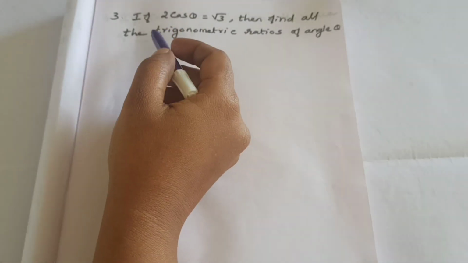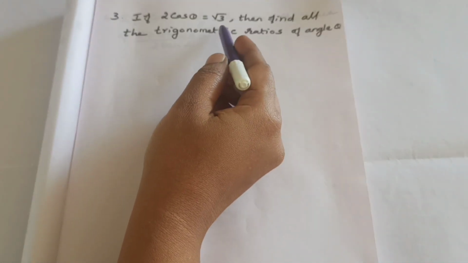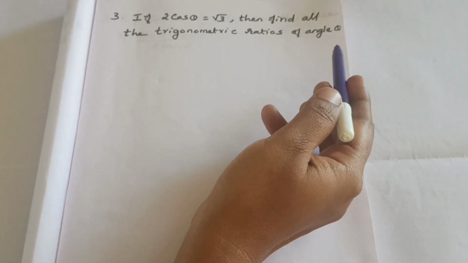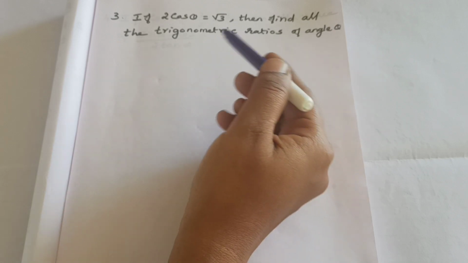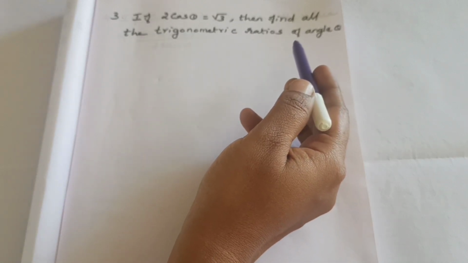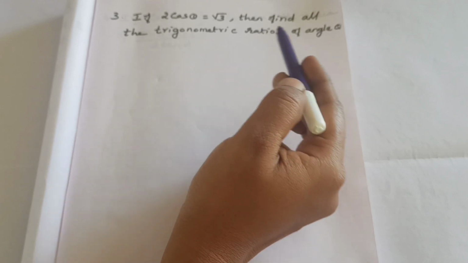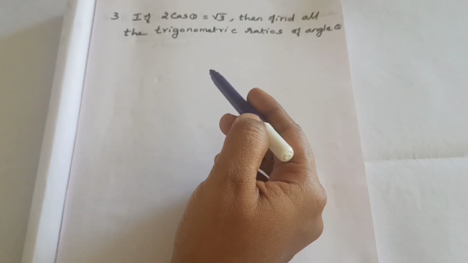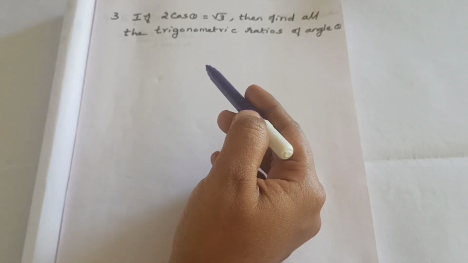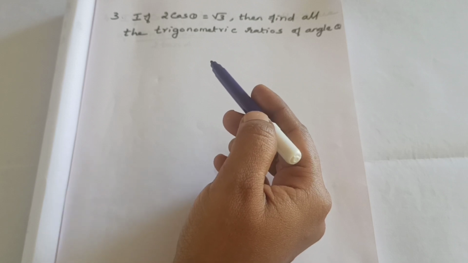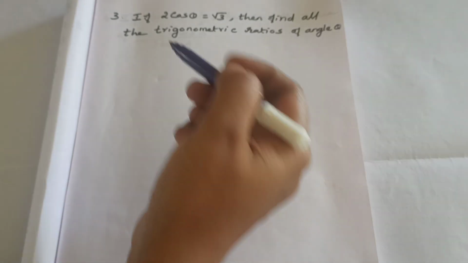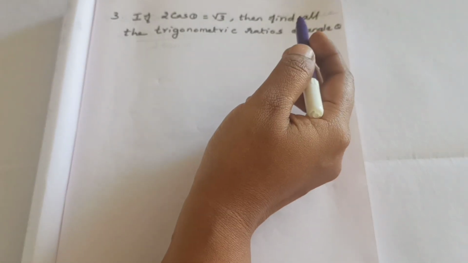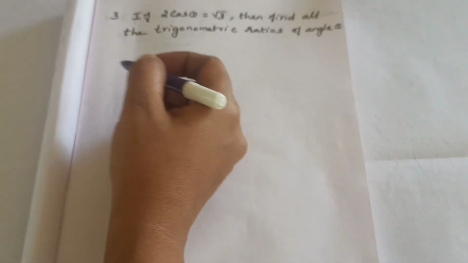Next our third question is, if 2 cos theta is equal to root 3, then find all the trigonometric ratios of angle theta. Okay, find all trigonometric ratios: sin theta, cos theta, tan theta, then secant theta, cosecant theta, and cot theta. Okay, like that 6 trigonometric ratios you should find out. That's the question.